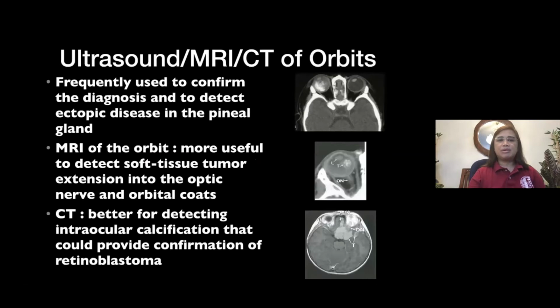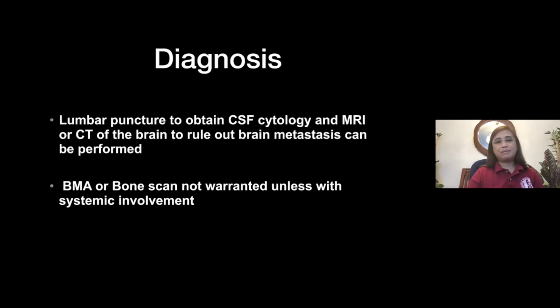Ultrasound, MRI, and CT scans are frequently used to confirm the diagnosis and to detect ectopic disease in the pineal gland. MRI of the orbit is more useful to detect soft tissue tumor, extension into the optic nerve and orbital coats. CT scan is better for providing confirmation of retinoblastoma. Lumbar puncture to obtain CSF cytology and MRI or CT scan of the brain to rule out brain metastasis can also be performed. BMA or bone scan are not warranted unless there is a systemic involvement.